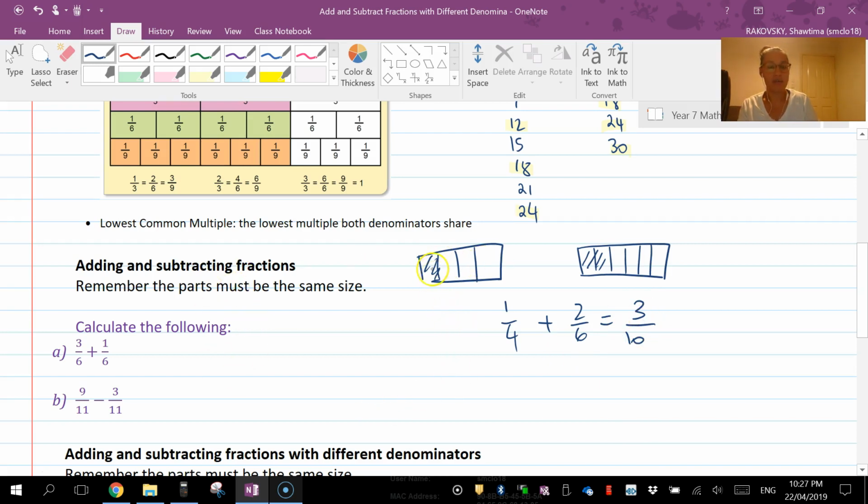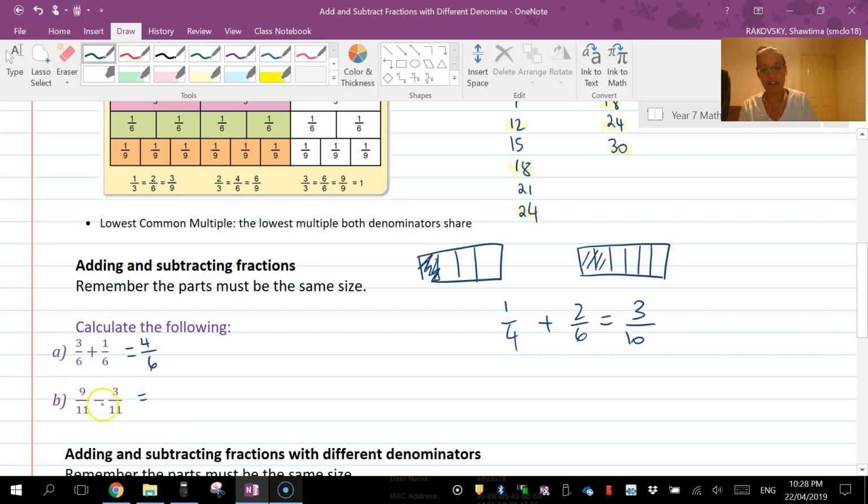Now we need to make sure that our pieces are the same size. So in this one, I ate 3/6 of a pizza and you ate 1/6. So what that means is that my 3 plus your 1 gives us a total of 4/6 of a pizza that was consumed.